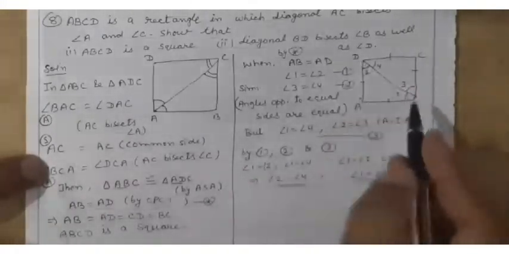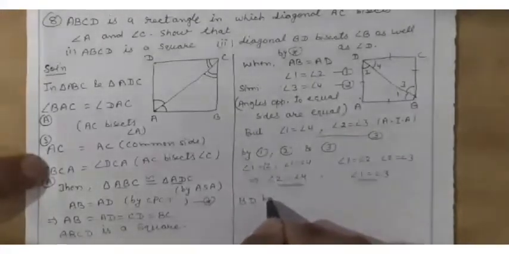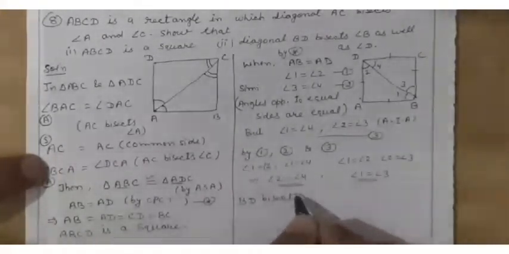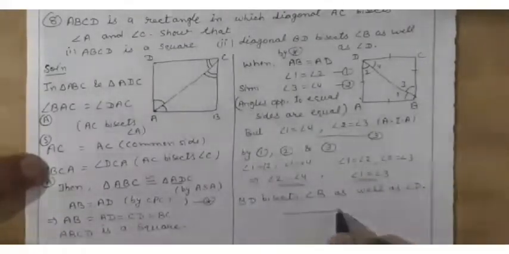So by these two, what will be the conclusion? Conclusion is when angle 2 equals angle 4, it means you can say BD bisects angle B as well as angle D.